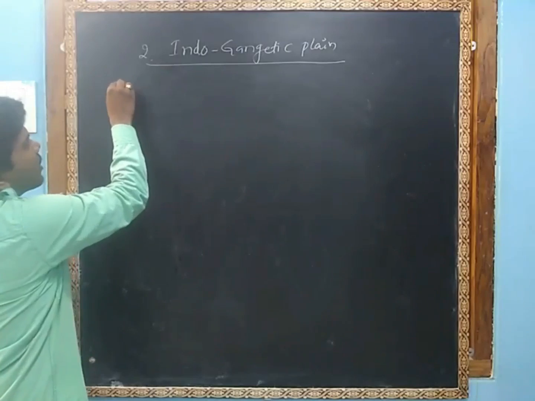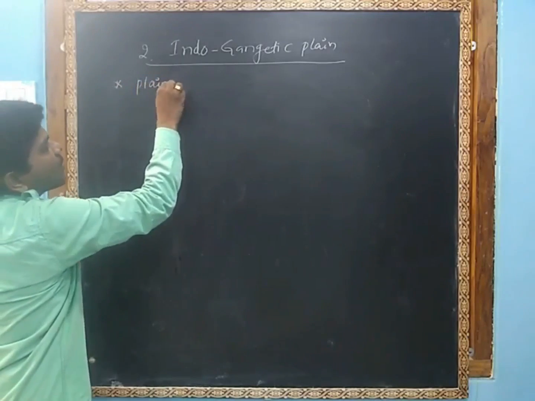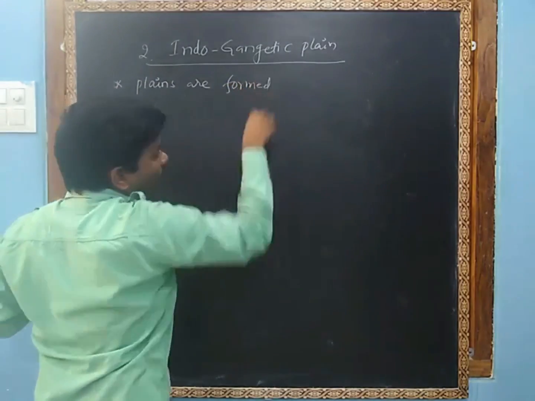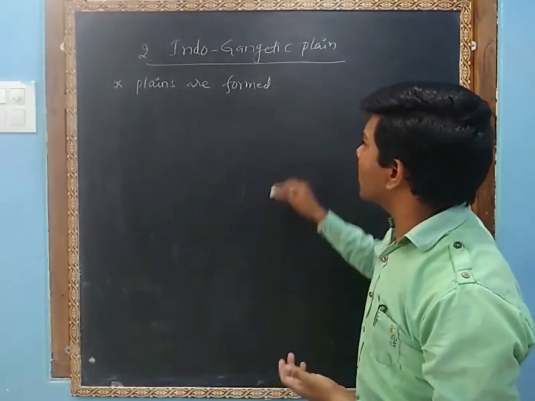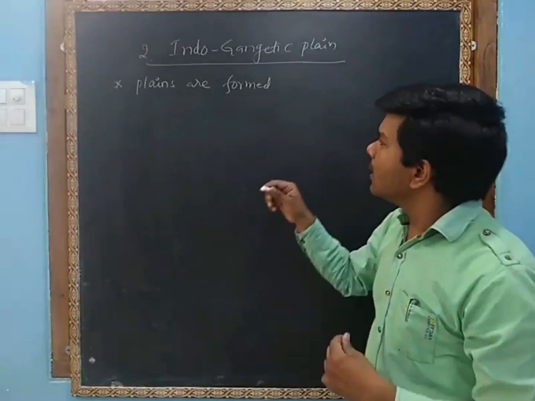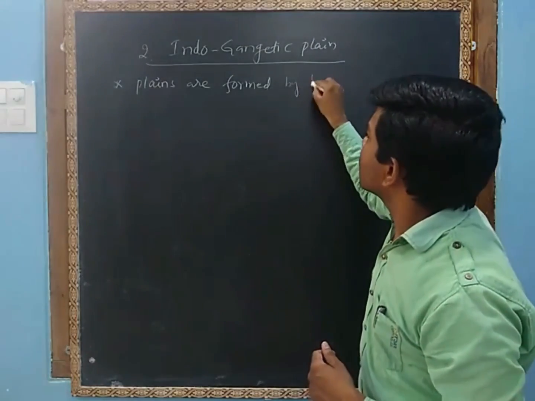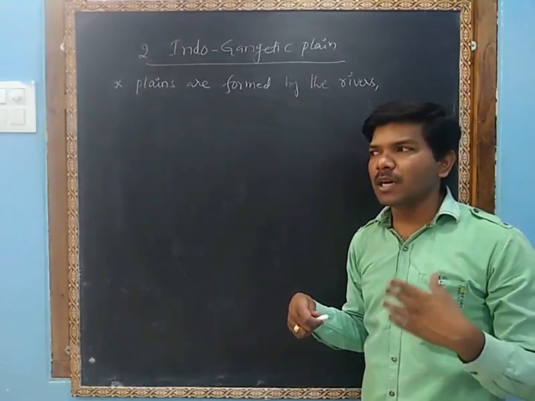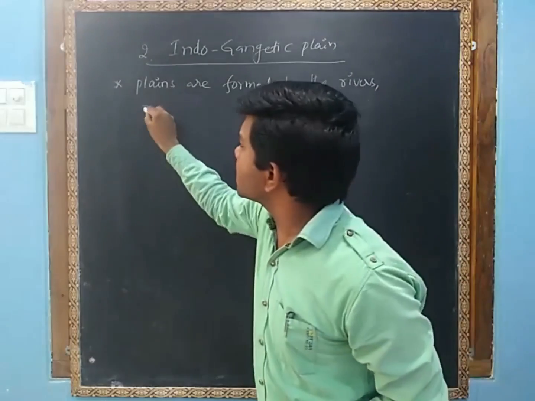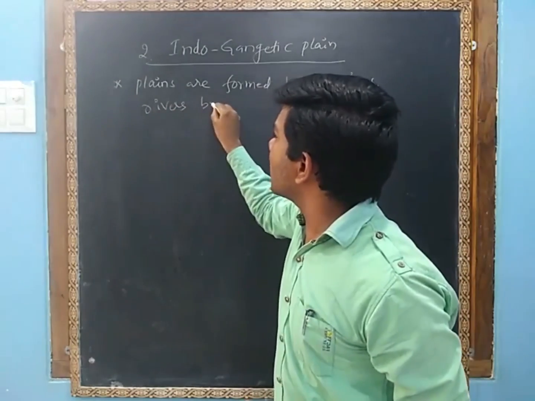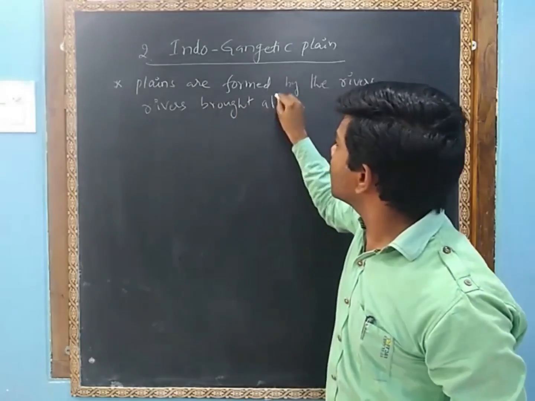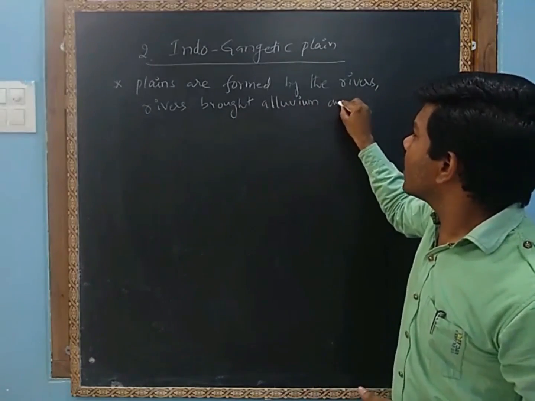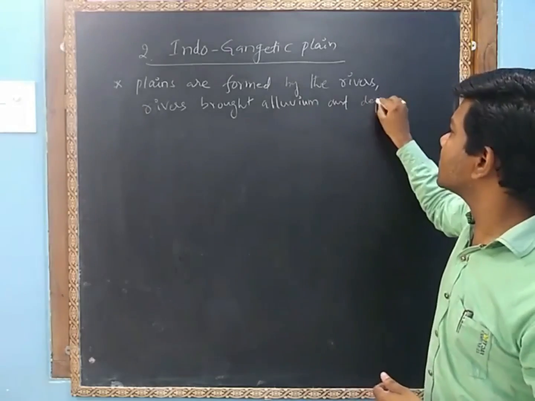Okay, so first, how are plains formed? Plains are formed by the rivers. How? Rivers brought alluvium and deposited.